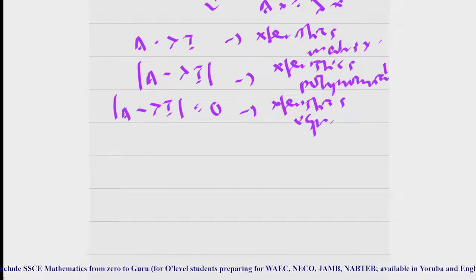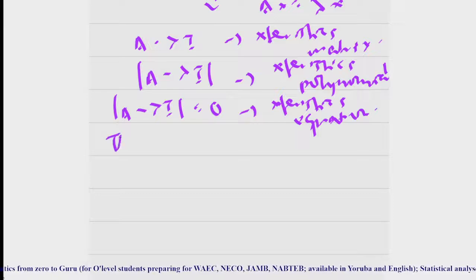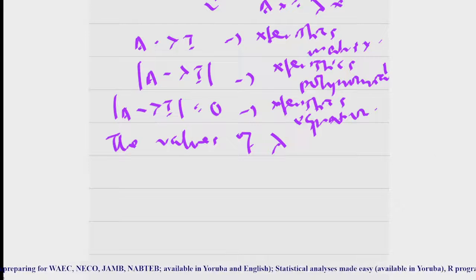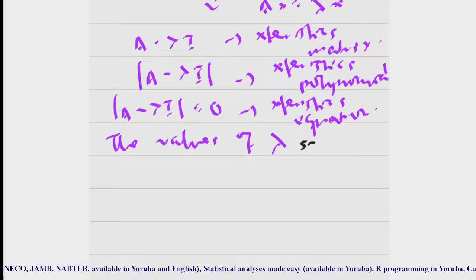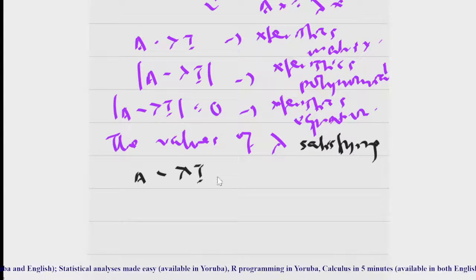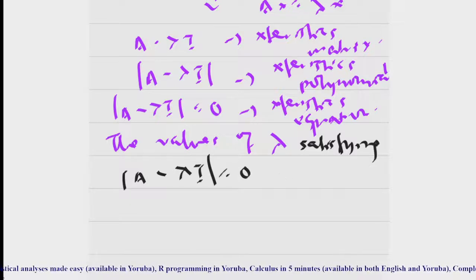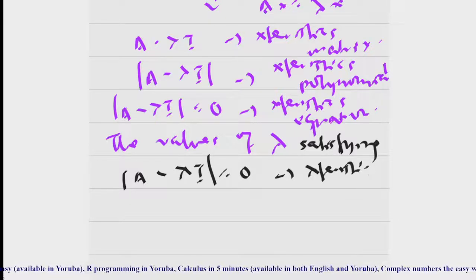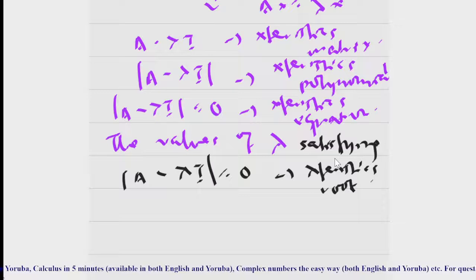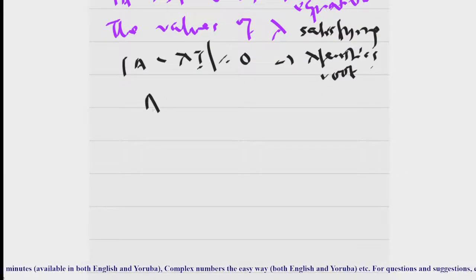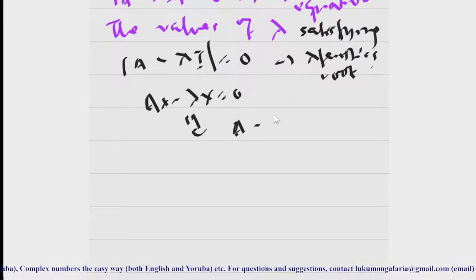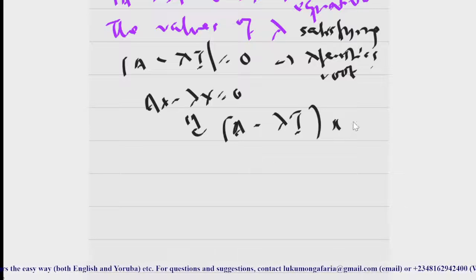The characteristic equation. And the values of lambda satisfying this, let me write it very well, satisfying the determinant of A minus lambda I equals 0, is what? The characteristic root. I hope you understand, or you call it the latent root. And lastly, when you have this expression Ax minus lambda x equals 0, which is the same thing as A minus lambda I x equals 0.